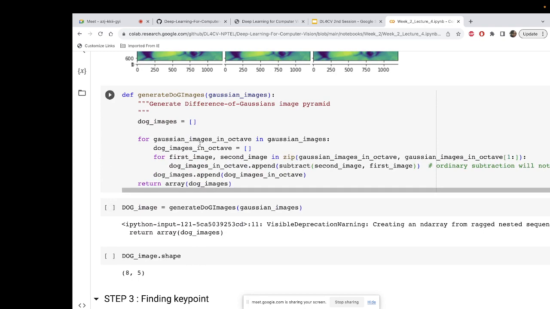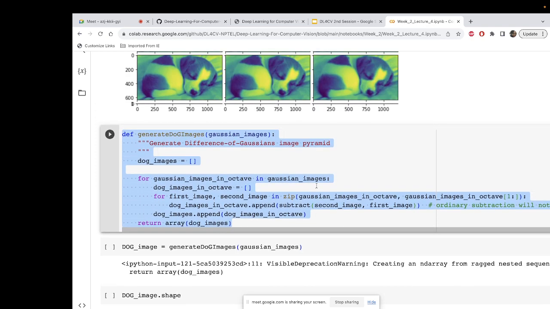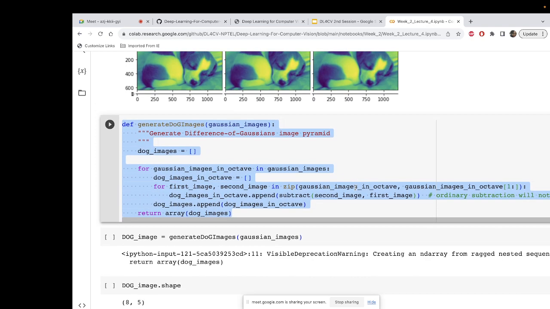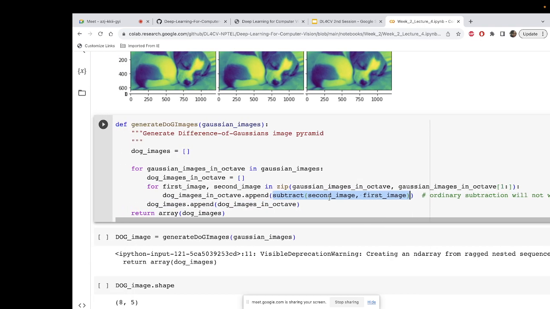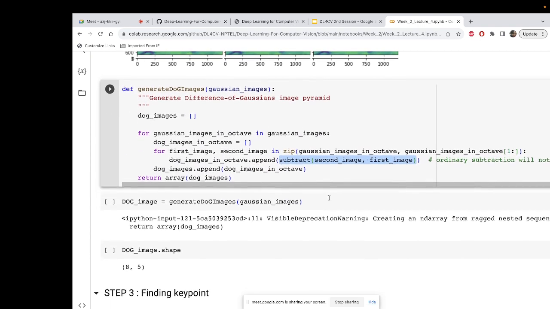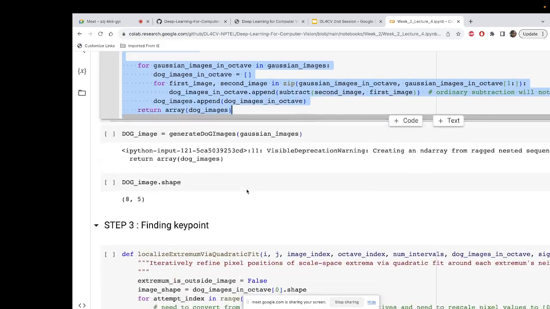Finally you generate the DoG images by computing the difference of Gaussians. Even at a cursory glance you can see that you are subtracting the second image from the first image, like we do to generate the DoGs. This function generates the difference of Gaussians and gives you the pyramid.